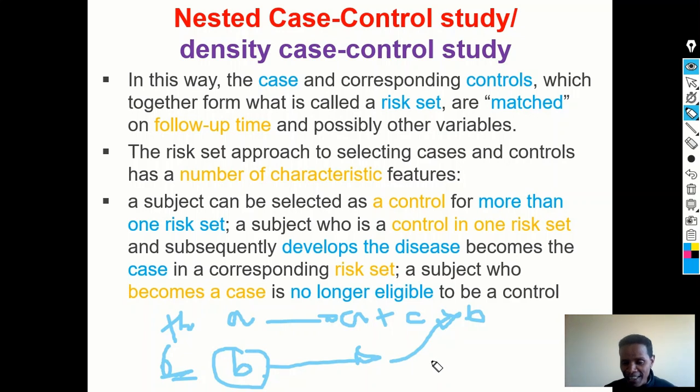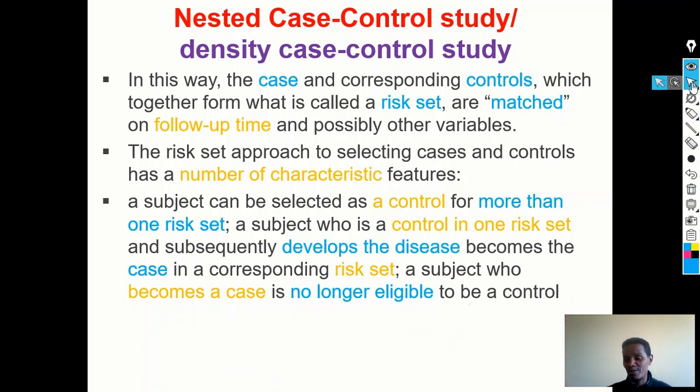So we will select another control. We may select another person, D and E, who are free from the disease. But during the follow-up again, the controls may become cases. That is the issue, or the characteristic, of this nested case control study design. So that is what is written here: a subject can be selected as a control for more than one risk set.